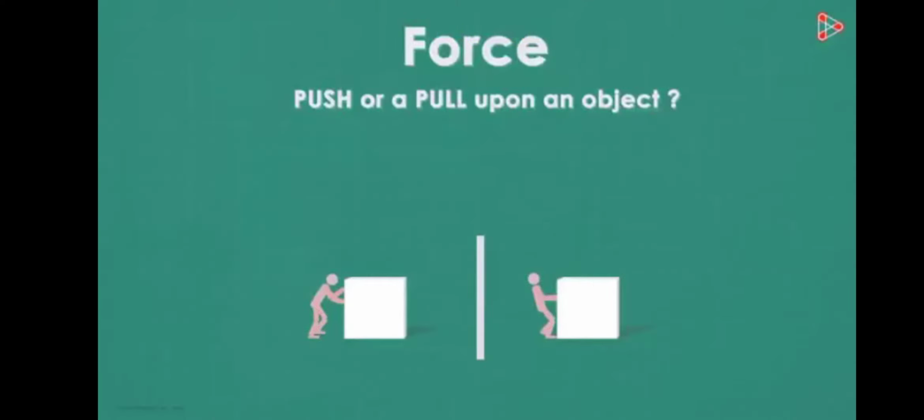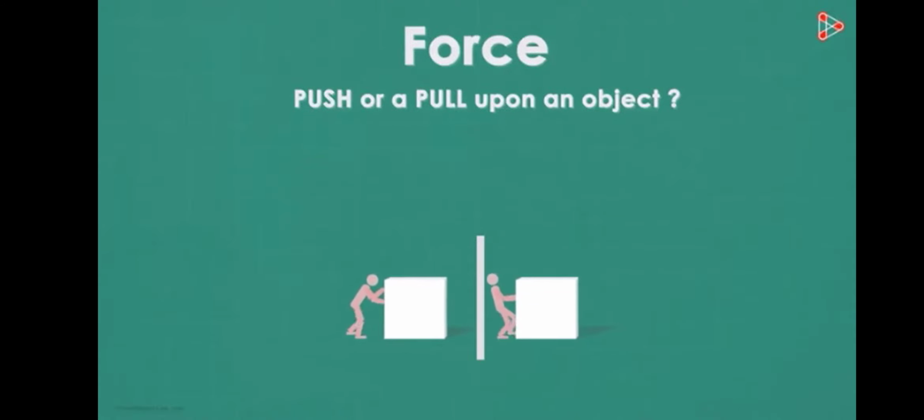Whenever an object is at rest, we need to apply force to bring it in motion. Or if the object is moving, then we have to apply force to stop that object. Simply to define force, we can say it is the push or pull of an object.